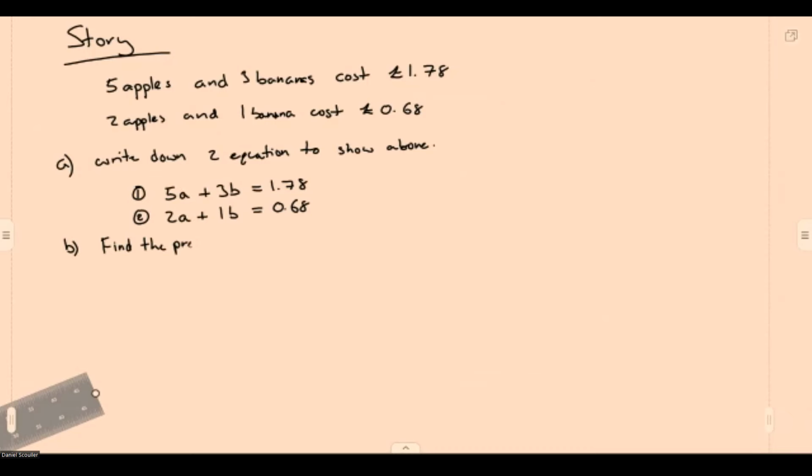Find the price of 1 apple and 1 banana. We're looking for the value of A and the value of B. It's as simple as that. We're doing the same process. Multiply the first one by 1, multiply the bottom one by 3. 5A plus 3B doesn't change.